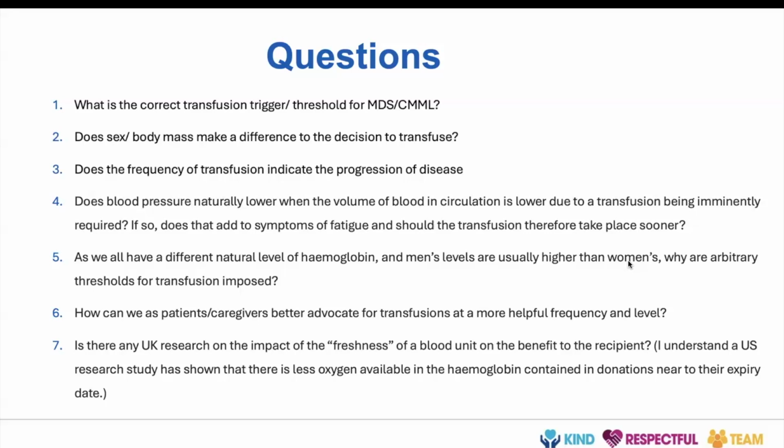Does the frequency of transfusion indicate the progression of disease? Now, this is a difficult one to answer. For some patients, it might be. For other patients, it may be that this is just where your disease started. Also, that loss of response, which I was talking about, can happen to patients irrespective of disease. Especially in platelet refractoriness, where patients have platelet transfusions, some patients will lose response to platelet transfusions very quickly.